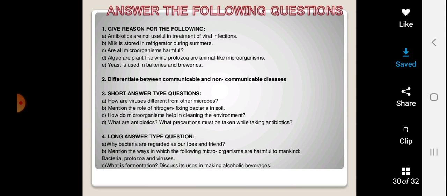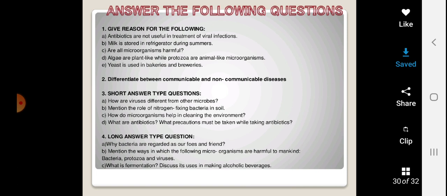Now, short answer type questions. The first question is, how are viruses different from other microbes? We have discussed in slide 1 that viruses are sometimes non-living, sometimes living, and they need a host to multiply and to get activated. Mention the role of nitrogen fixing bacteria in soil. For that, you should refer to the part 4 slide. In that, I have discussed how rhizobium bacteria or blue-green algae are used for fixing atmospheric nitrogen.